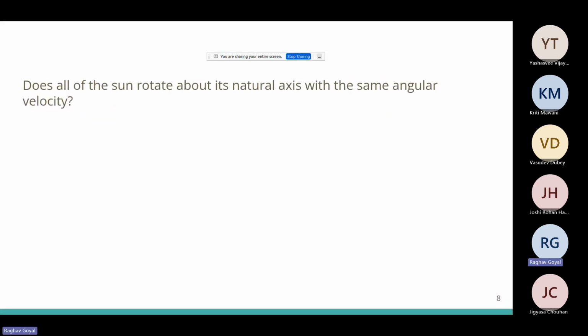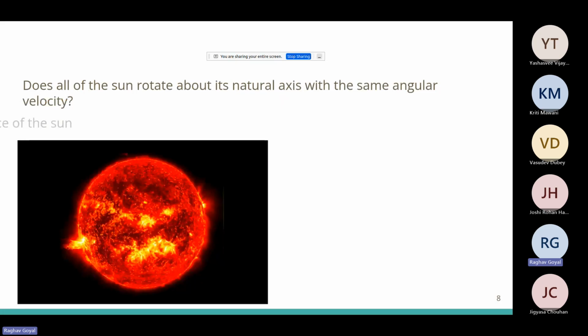So let us think about this question. Does all of the sun rotate about its natural axis with the same angular velocity? This does seem intuitive because all of the earth rotates about its own axis with the same angular velocity, and one wouldn't assume that the sun should be anything different, but as a matter of fact, it is not the case.